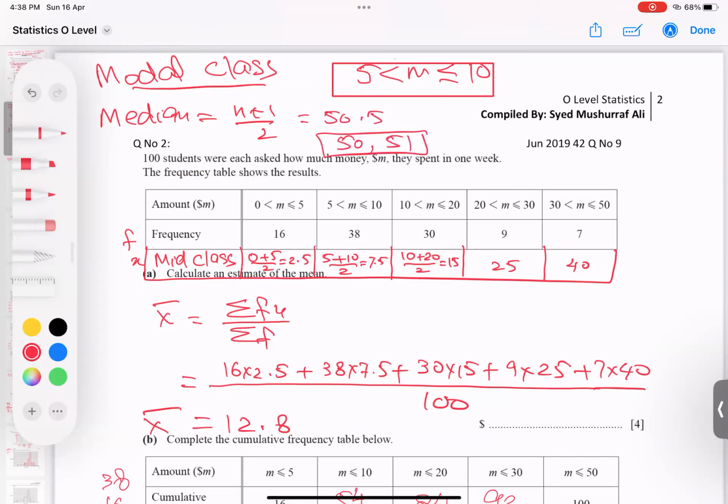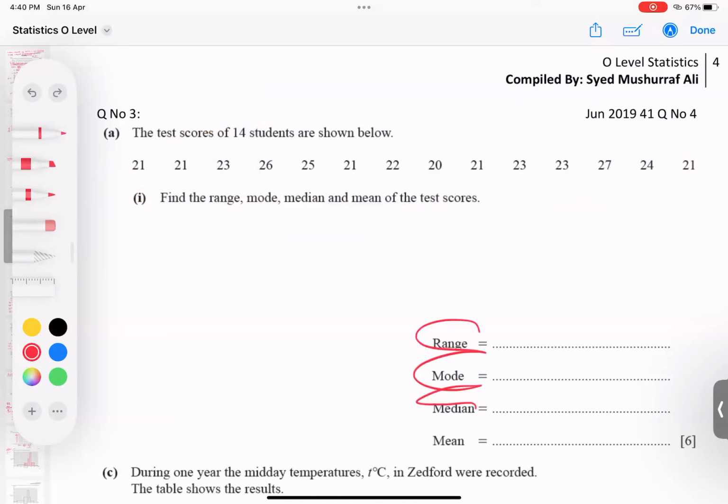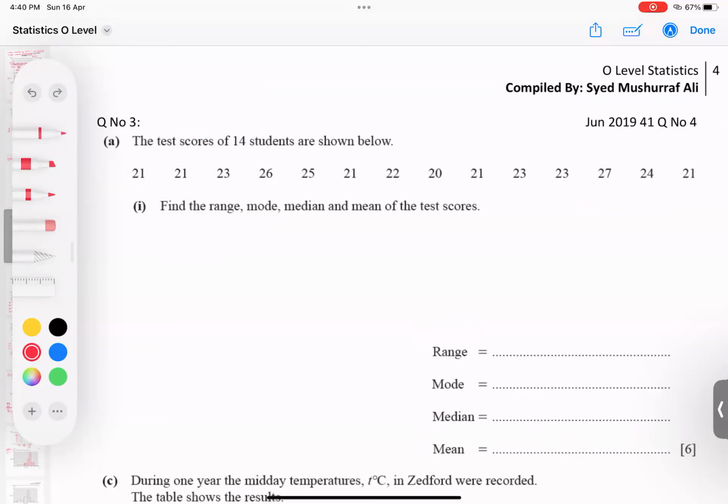Now this is a June 2019 variant 41 question. You have to find, this is called raw data. You know it very well, raw data. So find the range, mode, median, all things. Take your time, please, for this 6 mark question. So solve. I'm waiting for your solutions.